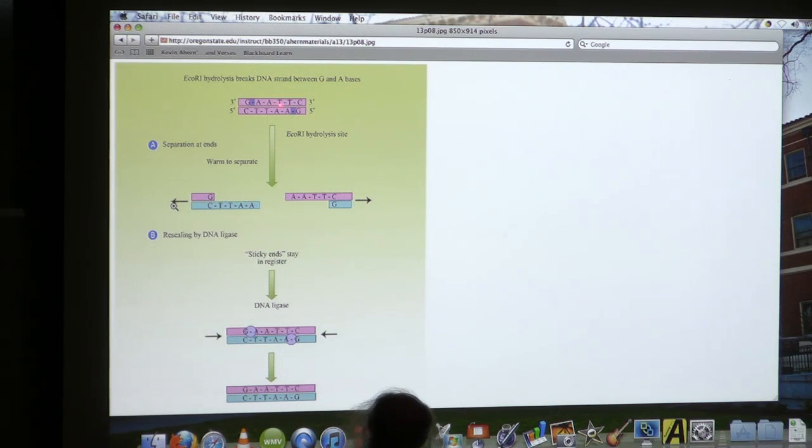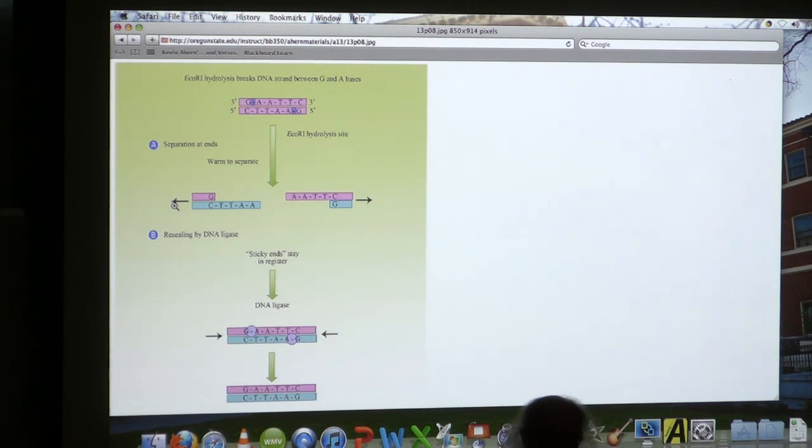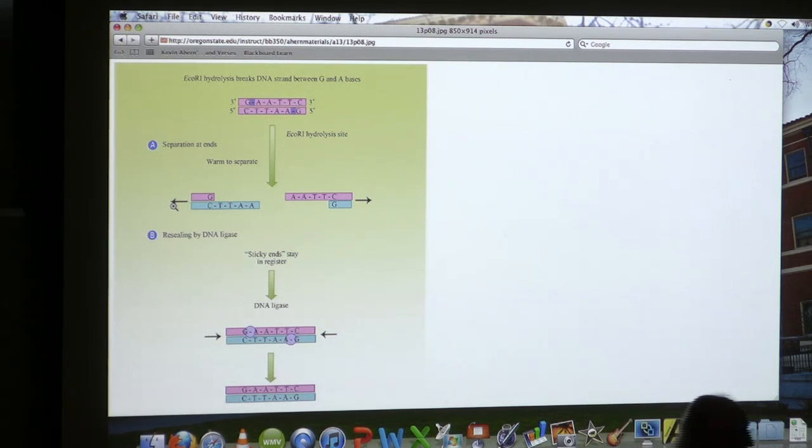Now, what if the restriction endonuclease cuts right here between the A and the T and the A and the T? What's going to happen? Do I have a sticky end? I have no overhang, right? So some enzymes cut right in the middle of the sequence like that, and they create what's called blunt ends.